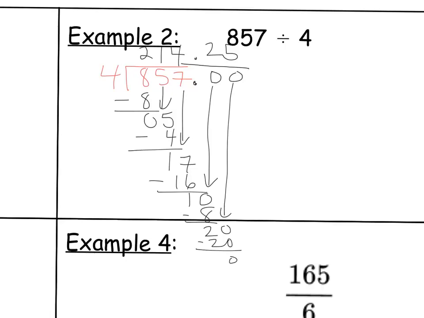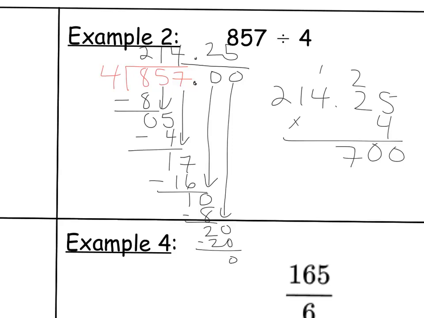And it's 0. So my answer is going to be 214 and 25 hundredths. And of course you can multiply this times your divisor, which is 4, and you should get 857 as my answer if you multiply your quotient times your divisor, and it will check.